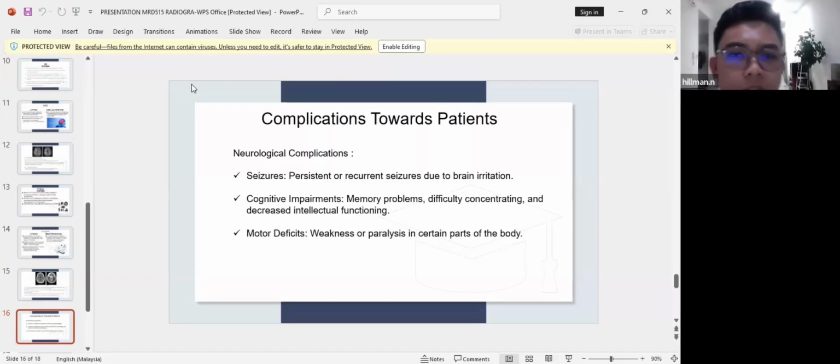So these are the complications towards patients, neurological complications. So patients can experience seizures, persistent or recurrent seizures due to brain irritation. Other than that, cognitive impairments such as memory problems, difficulty concentrating, and decreased intellectual functioning. Last but not least, motor deficits, weakness or paralysis in certain parts of the body.